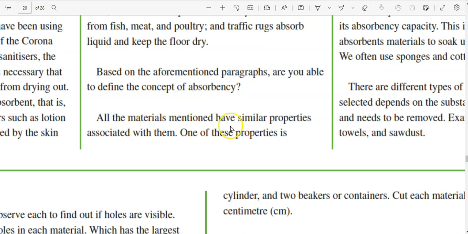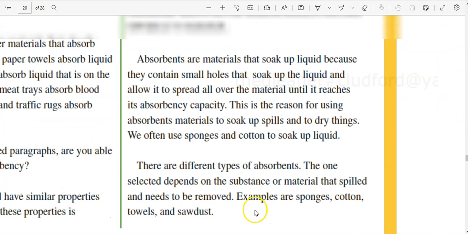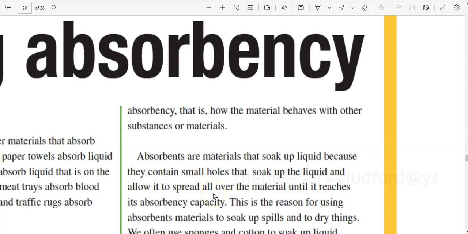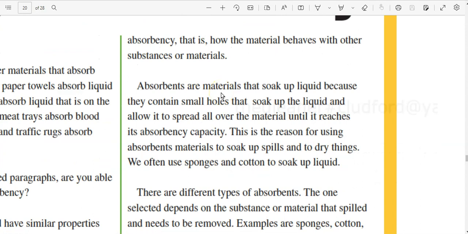All the materials mentioned have similar properties associated with them. One of these properties is absorbency, that is, how the material behaves with other substances or materials. Absorbents are materials that soak up liquid because they contain small holes that soak up the liquid and allow it to spread all over the material until it reaches its absorbency capacity. That is the reason for using absorbent materials to soak up spills and to dry things. We often use sponges and cotton to soak up liquid.